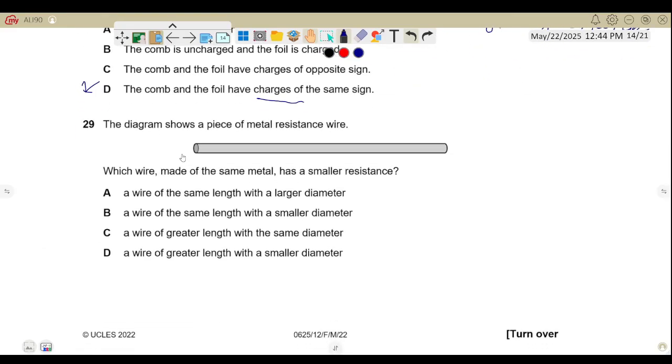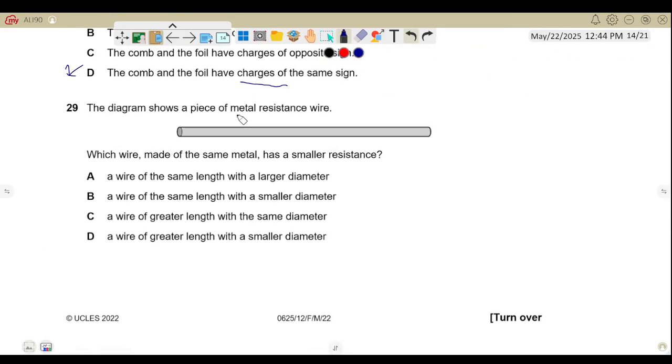The 29th question: the diagram shows a piece of metal resistance wire. Which wire made of the same metal has a smaller resistance? Let's just remember the resistance equation: it's rho, the resistivity, times the length divided by the cross-sectional area. Cross-sectional area relates to the radius or the diameter.